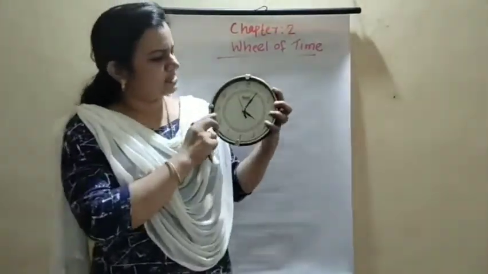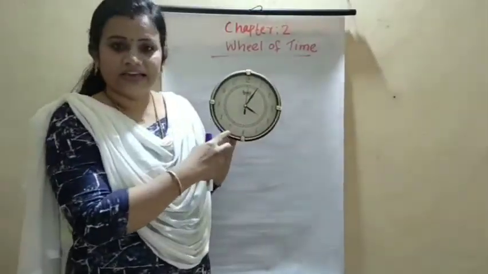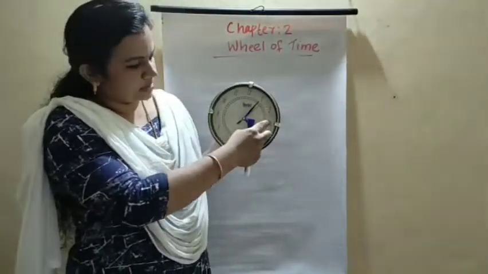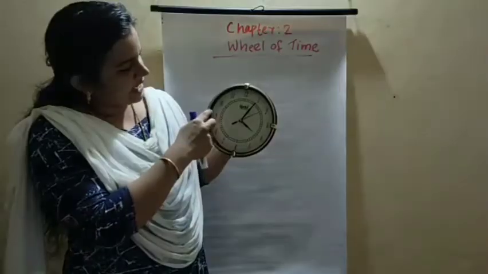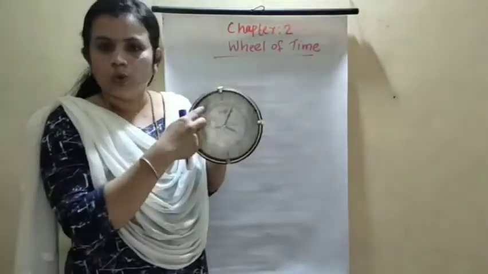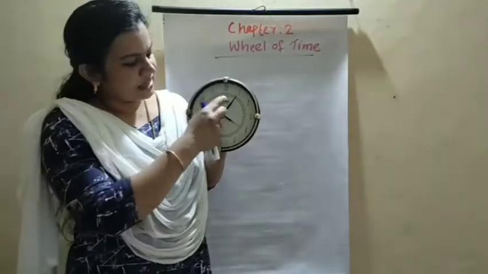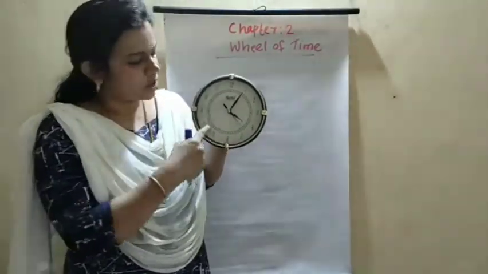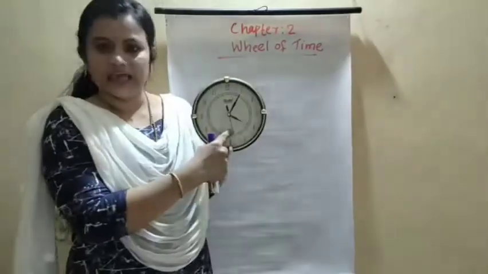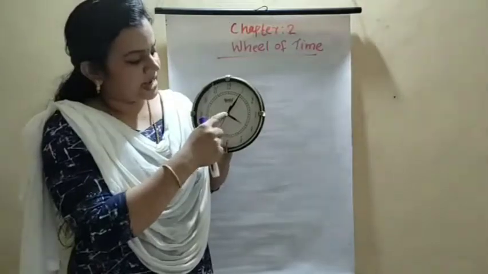When you check this clock, some numbers are identified here. How many numbers are here? 1 to 12: 1, 2, 3, 4, 5, 6, 7, 8, 9, 10, 11, 12. So notice, how many? 1 to 12. Okay, then how many hands? You look at the clock, how many hands are here? 1, 2, 3. There are 3 hands here.